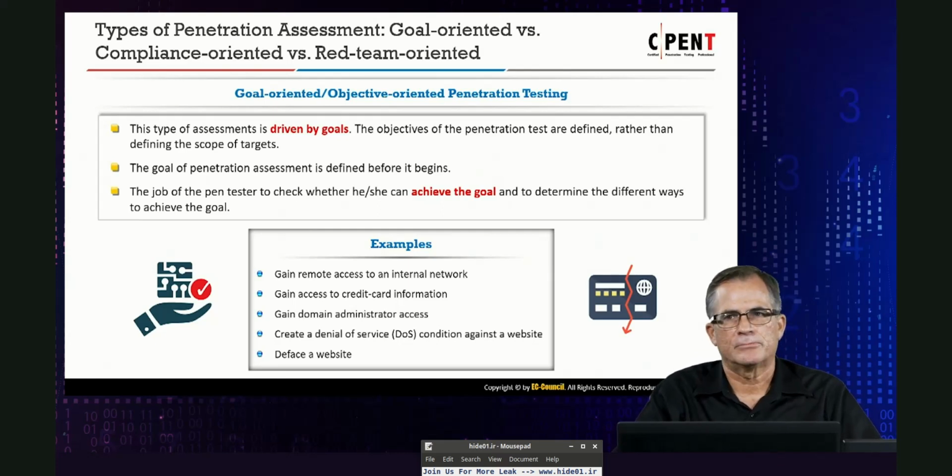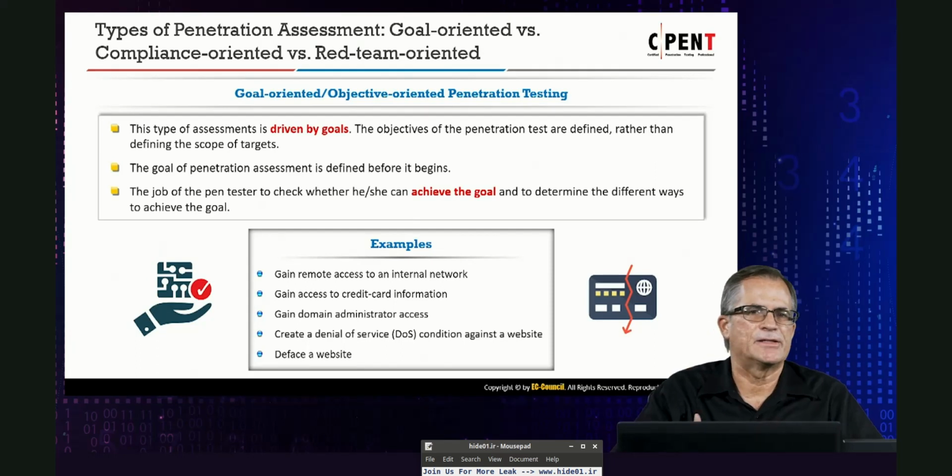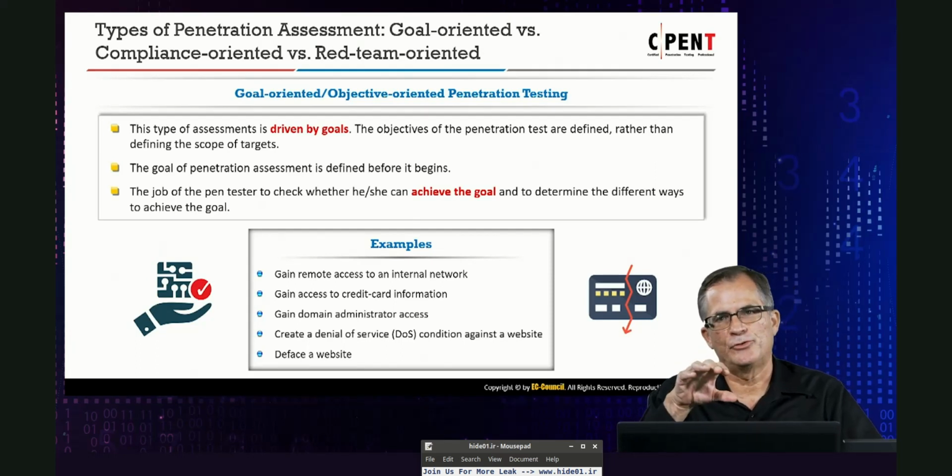Maybe we want to get remote access. We want to access credit card information. We want to get domain admin access. Denial of service, deface a website. All of these are different examples of the types of goals you might have as part of your scope in your penetration test. And it depends on the organization and the discussions. Everybody has different requirements. But that's one of the main things you want to do when you're doing the assessment.